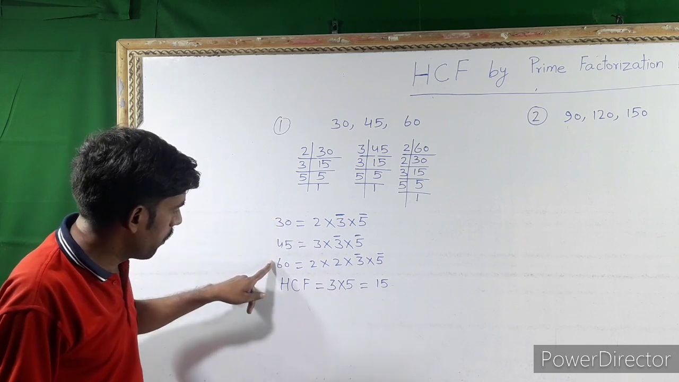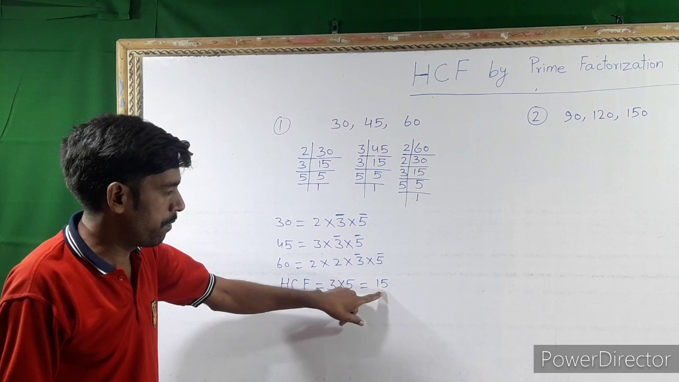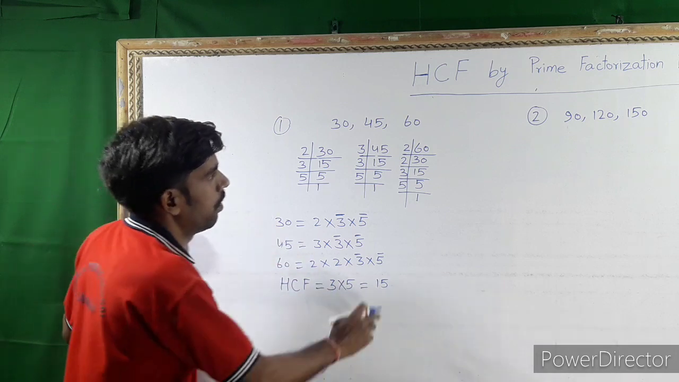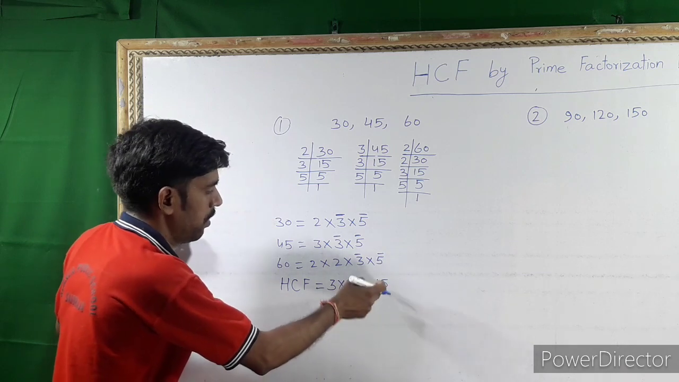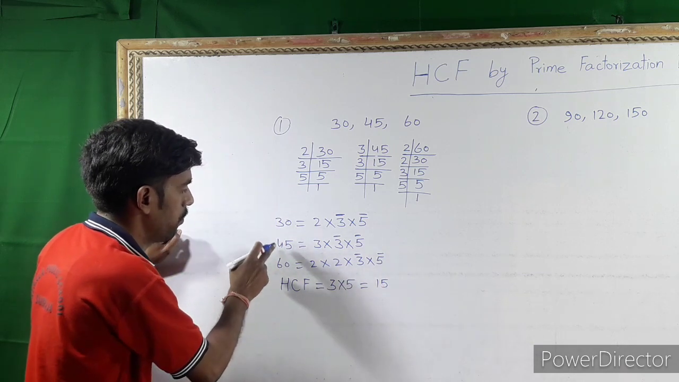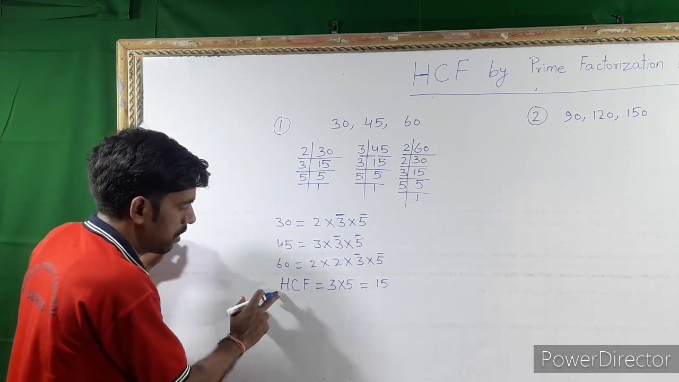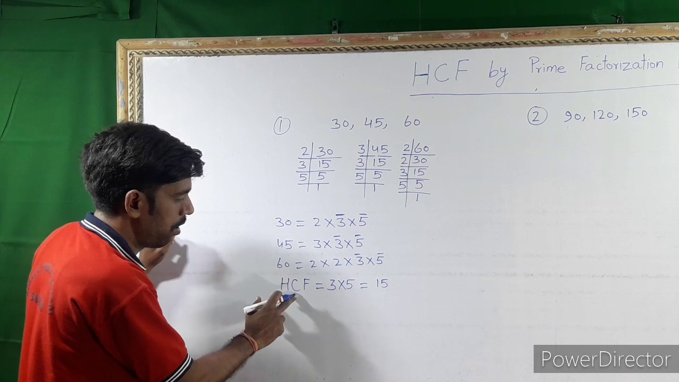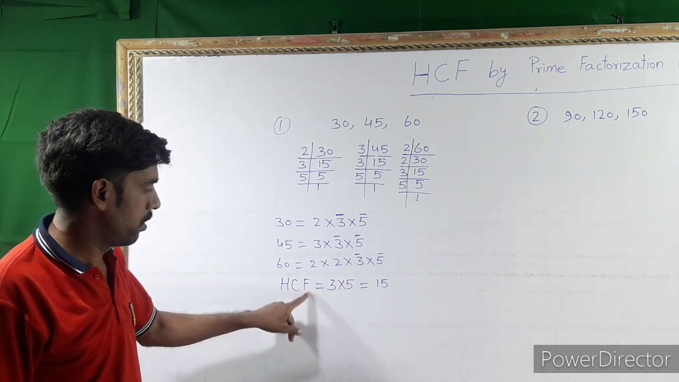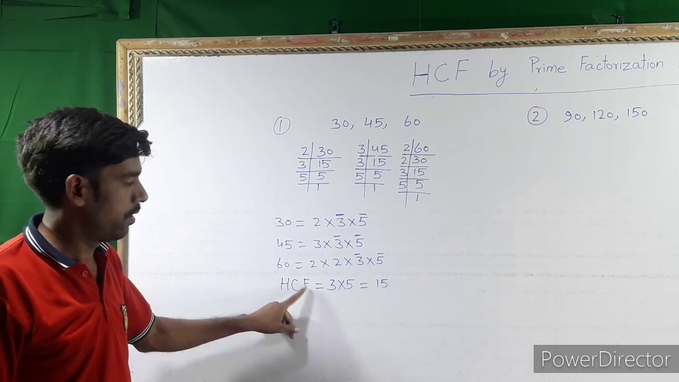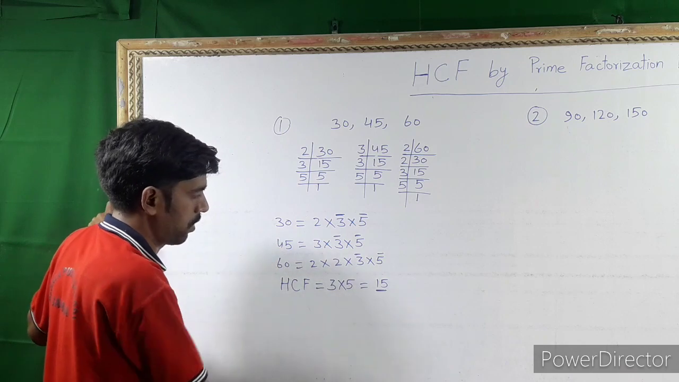All the given numbers are divisible by 15. 15 is the highest number that divides 30, 45 and 60, because HCF full form is highest common factor. Highest common factor is the full form of HCF. So 15 is the HCF of 30, 45 and 60.